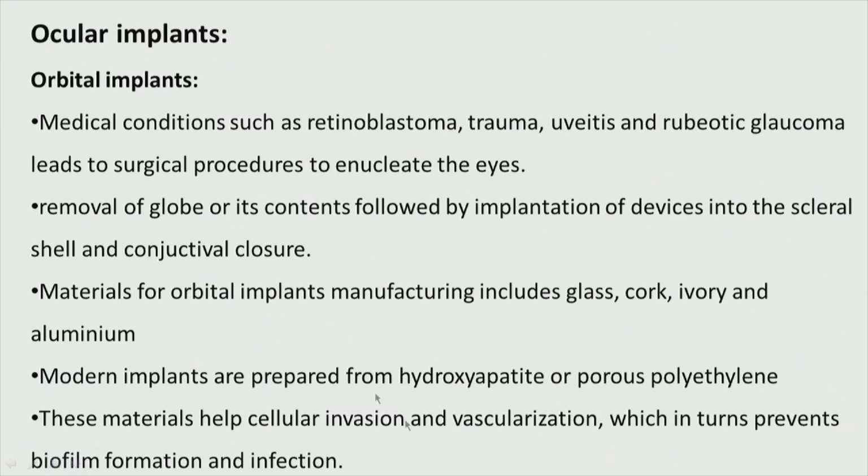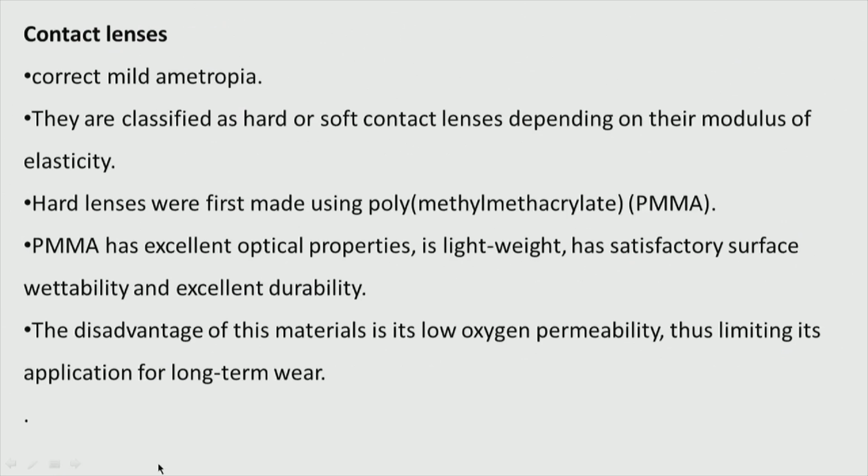So, these biomaterials are not meant to help the patient to see, but they are used just to fill up the orbit. So, originally some inorganic glass and ivory and aluminum were used, later on hydroxyapatite or polyethylene were used, so that there is vascularization taking place, also it will prevent the biofilm formation and infection.